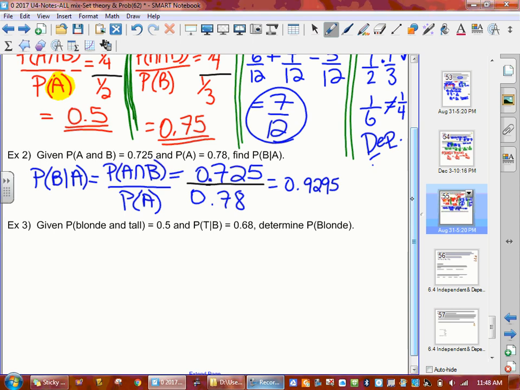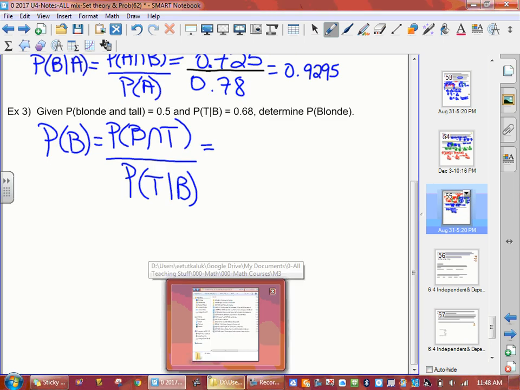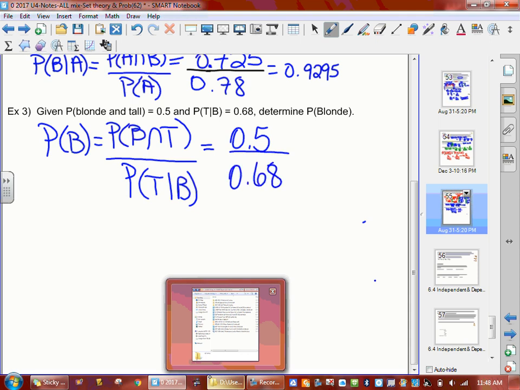The next one, blonde and tall. Well, if being blonde and tall is 0.5, tall after already being blonde is 0.68. We want the probability of blonde. Well, probability of blonde is going to be the probability of blonde and tall divided by probability of tall after blonde occurred. Now we're just dividing. So we've got 0.5 dividing by 0.68.